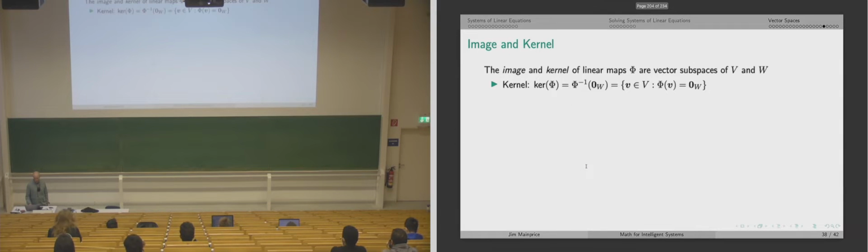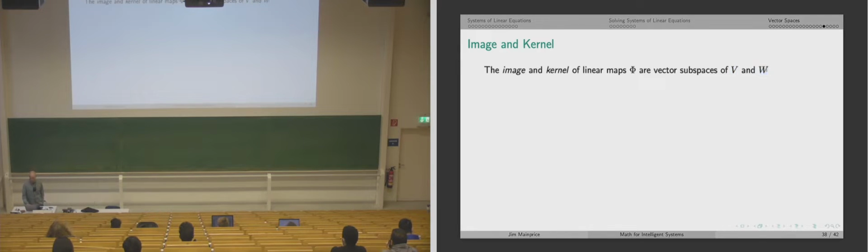Okay, so I think I didn't show that last week. So the image and kernel of a linear map are subspaces of V, where V is the domain, and W, where W is the vector space codomain. So maybe you guys know what the image and the kernel of a linear map is. What is the kernel of a linear map?